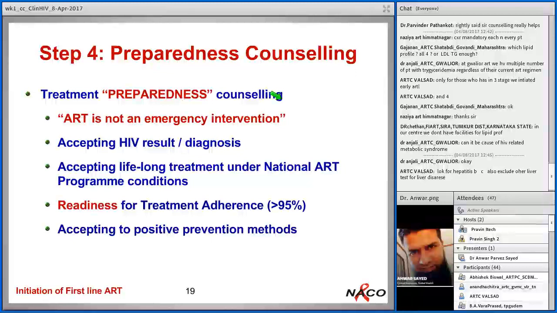Now, the fourth step is very crucial in terms of starting ART, that is preparedness counseling. It is said that every patient will undergo at least 3 sessions of preparedness counseling before going on ART, but it has been misinterpreted at some places so that patients are called 3 times only for counseling, and this causes a delay in ART initiation.